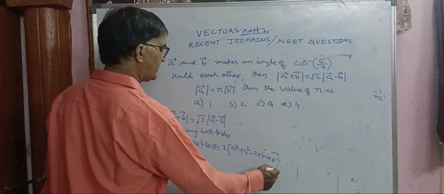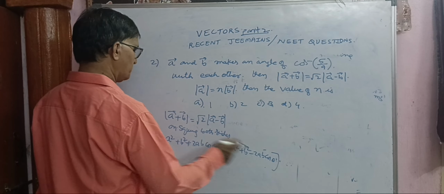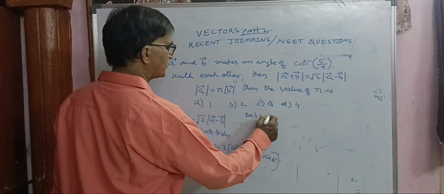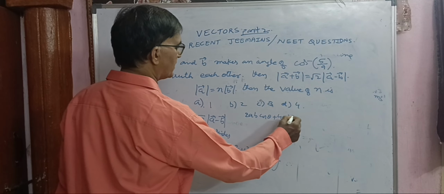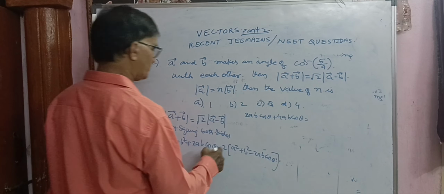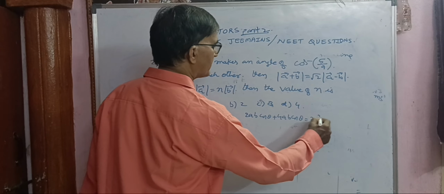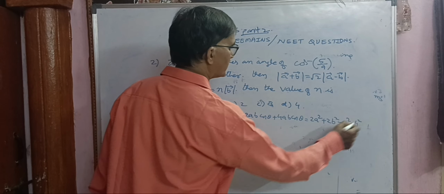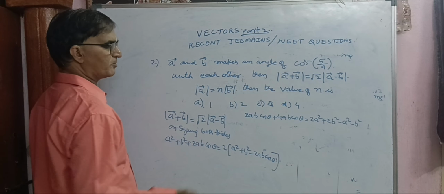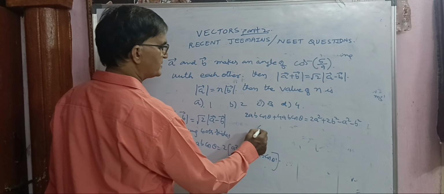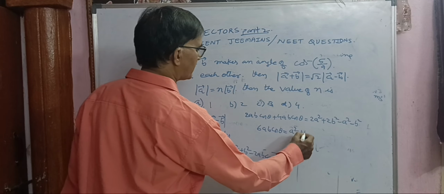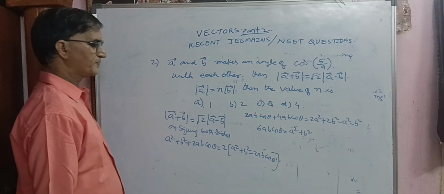Now if you simplify, bringing terms to this side: 2ab cos theta plus 4ab cos theta is equal to 2 into a square plus 2b square minus a square minus b square. Bringing a square and b square to that side, 6ab cos theta is equal to a square plus b square.